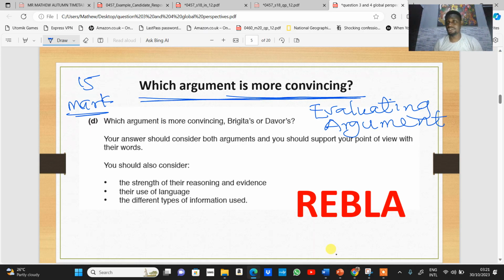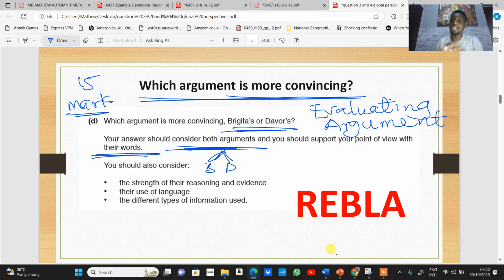The question normally comes in this format, and I'll be using this past paper throughout the explanation. They say, which argument is more convincing between Brigetta's and Davos's statements? We'll look at the arguments soon. Your answer should consider both arguments. So when answering this question, always look at both arguments: you look at that of Brigetta and you also look at that of Davos. And you should support your point of view with their words, not yours.